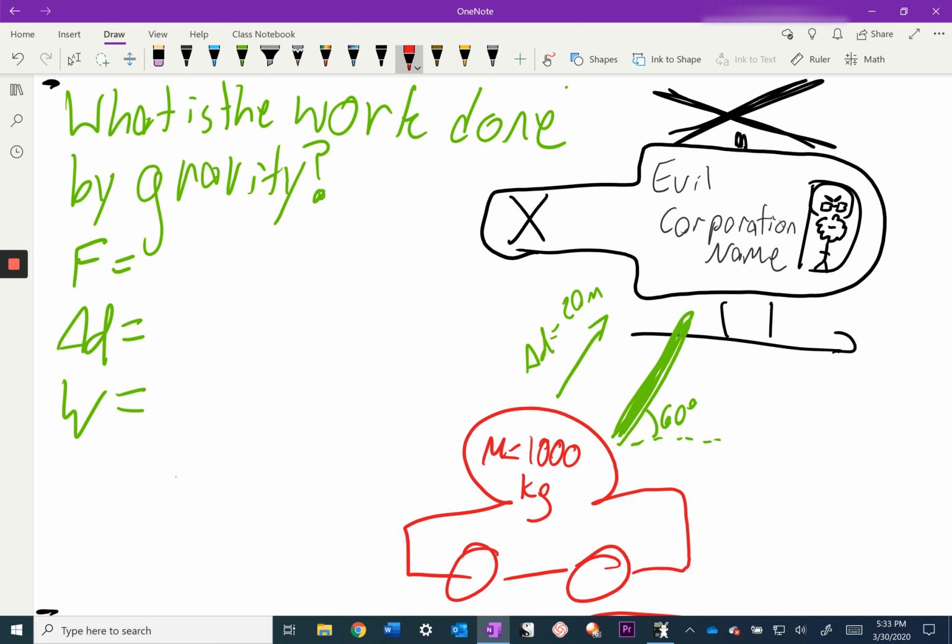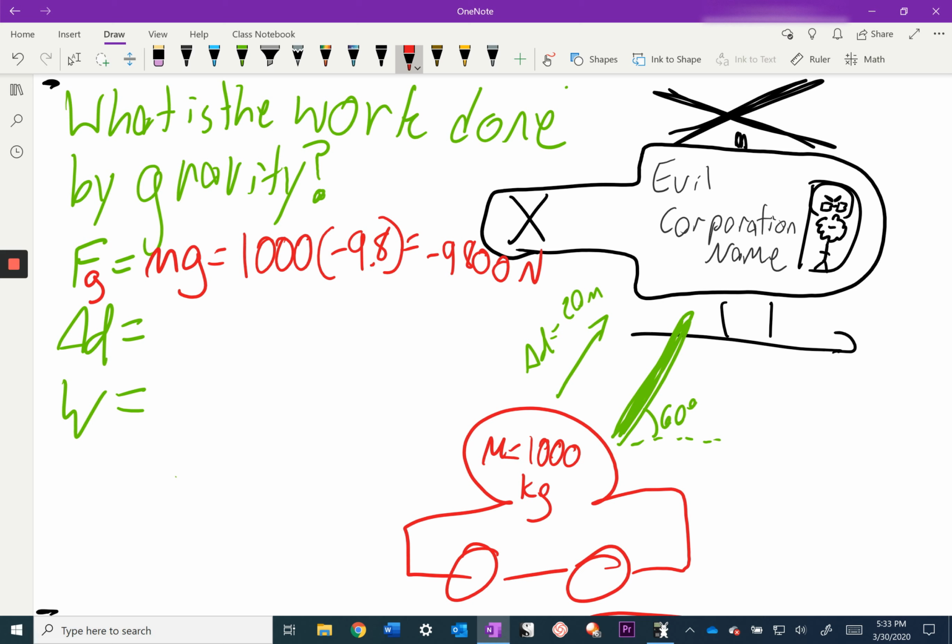So in this case, we care about the force of gravity, which means our force of gravity is going to be mg, which is going to equal 1,000 times negative 9.8, which gives us negative 9,800 newtons.